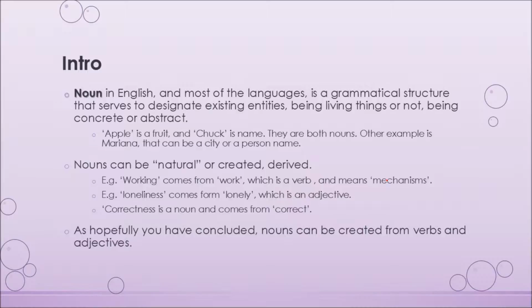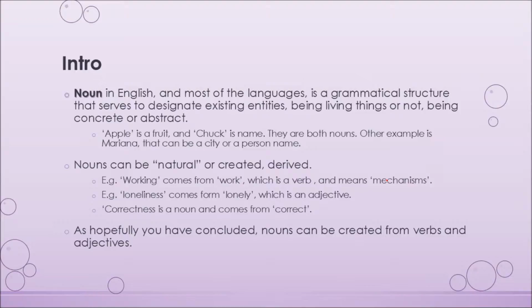Nouns can be natural or they can be created, derived, such as working, which comes from work and means mechanism. Work is a verb, or it can be a noun as well. But working is different from work. Both of them are two nouns that are derived from the same verb. But in one case, you can see clearly that work is a noun.